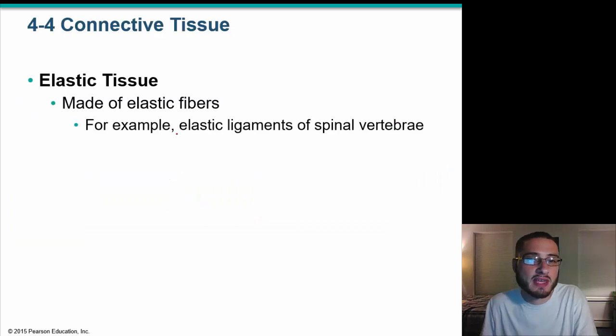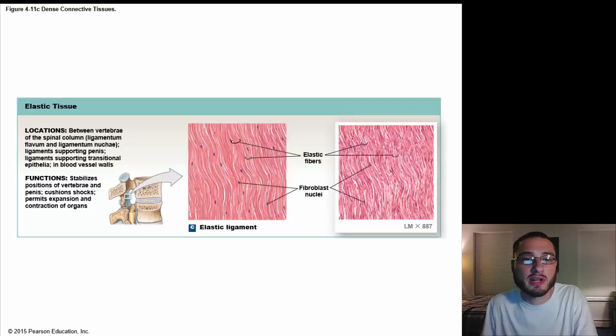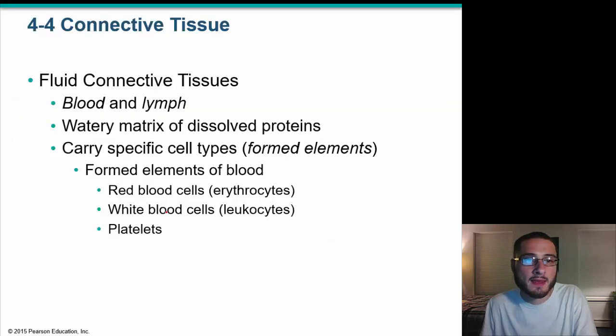Elastic tissue is made of elastic fibers. Okay, for example, the elastic ligaments of the spinal vertebrae. Here is another diagram showing you the elastic ligaments of the spinal vertebrae.